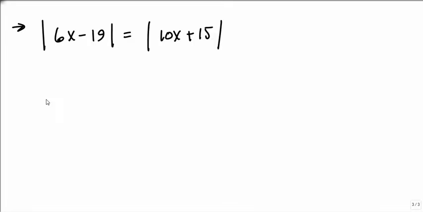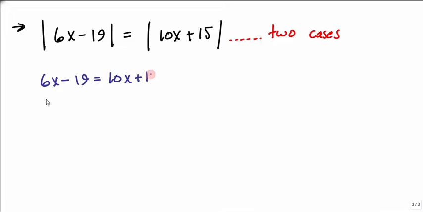So again, we can't isolate the absolute value because we have two of them. So let's just go ahead and use this as is and write out our two cases. Now here we have to be careful about parentheses. So I have 6x minus 19 equals 10x plus 15. That's one case. And then our second case is 6x minus 19 equals the negative, and in parentheses we need the 10x plus 15. So I'm negating the entire right-hand side.